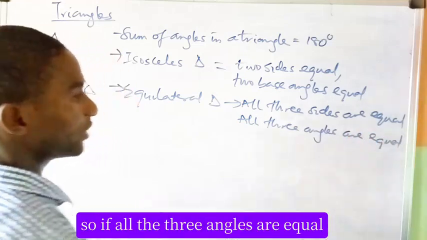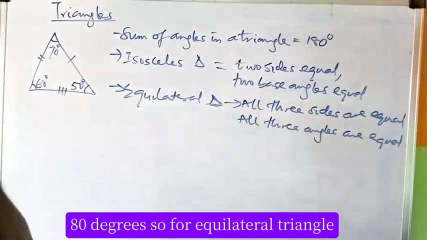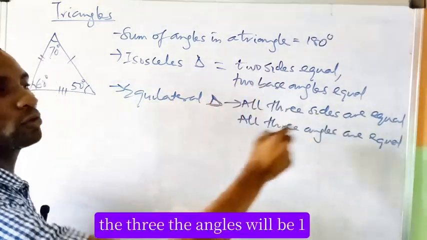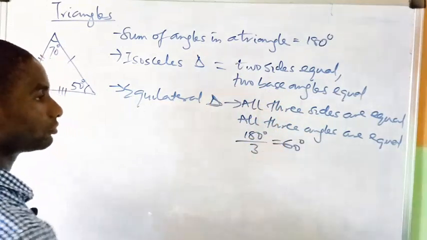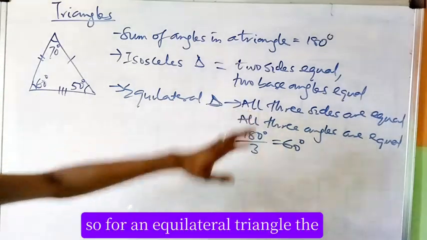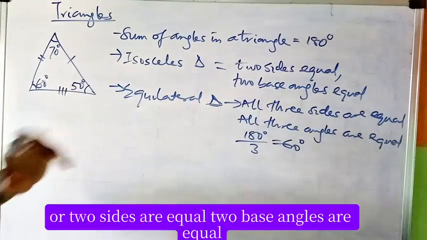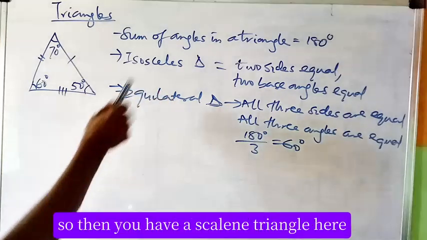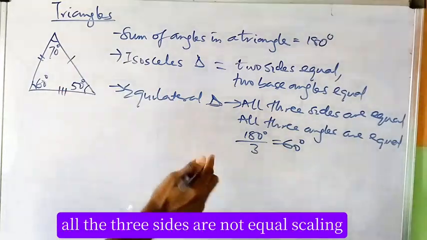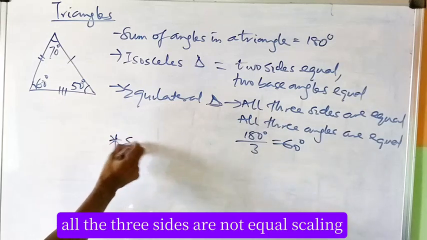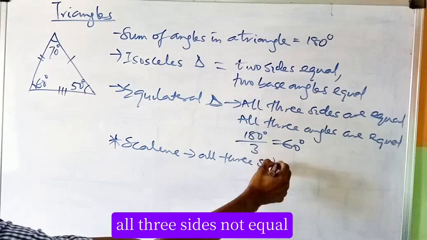So if all the three angles are equal, and we have said the sum of angles in a triangle is 180 degrees, then for an equilateral triangle, the three angles will be 180 divided by 3, that's 60 degrees each. For isosceles, two sides are equal, two base angles are equal. Then you have a scalene triangle where all three sides are not equal.